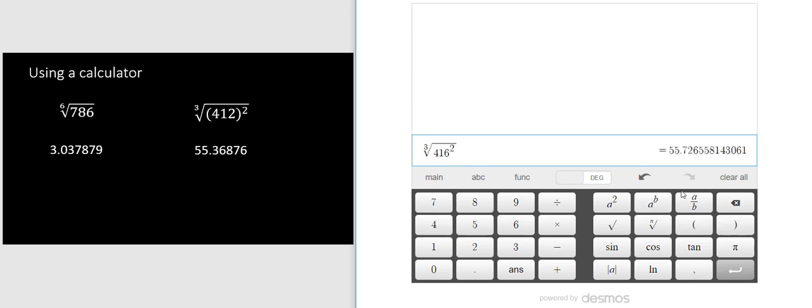So my solution, as we see, would be 55 point, and it should be 7265. Wait, no, I did 416. It should be 412. There we go.